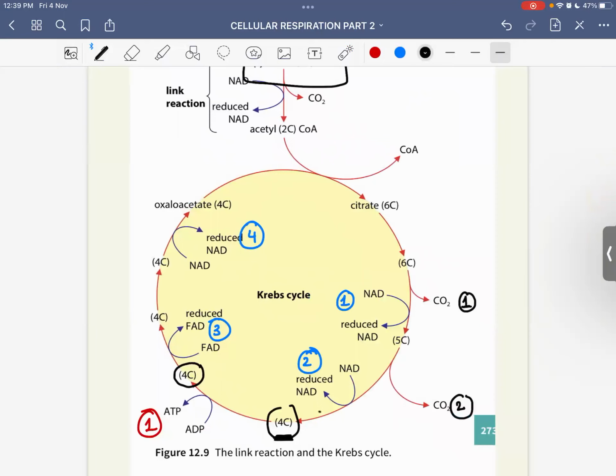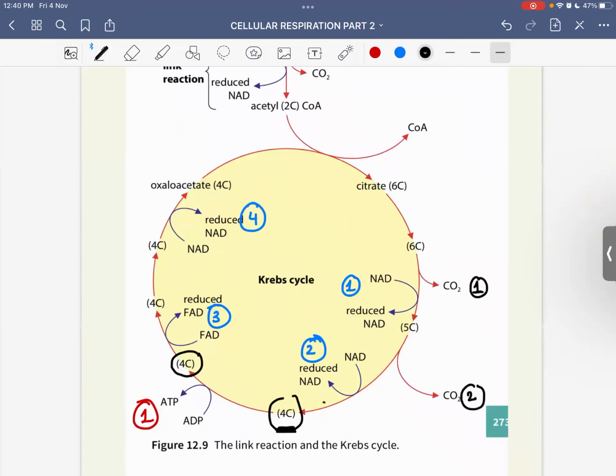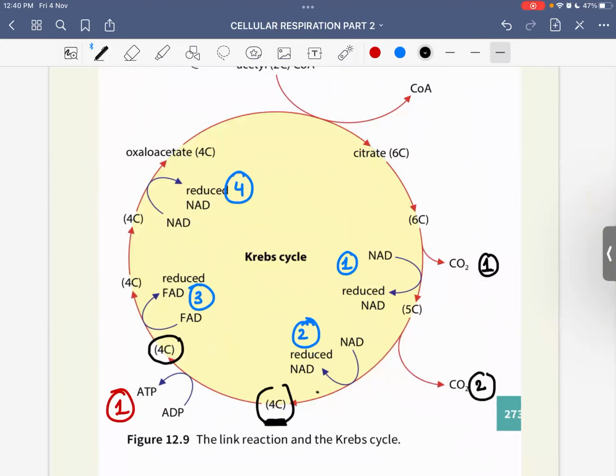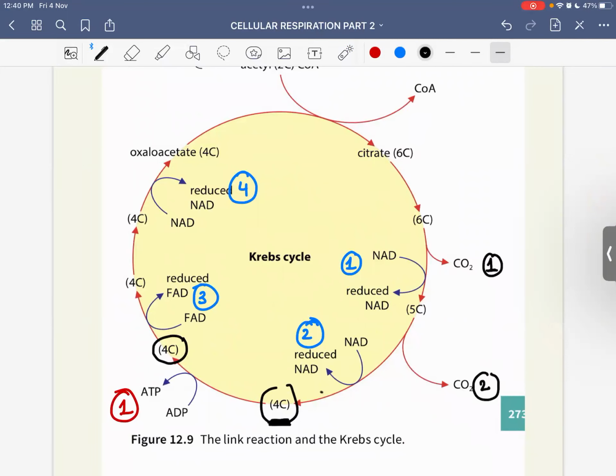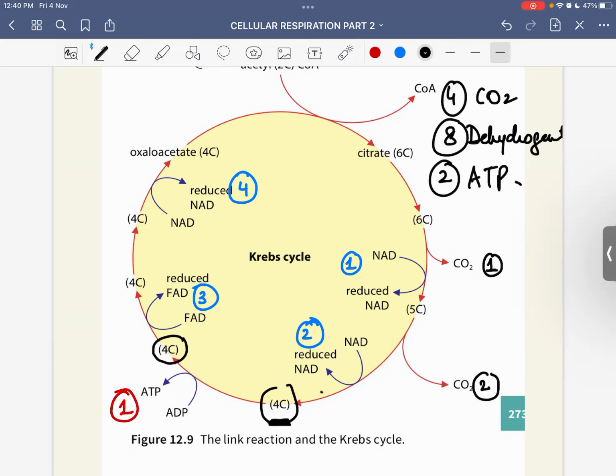अब उसको दिमाग में रख के बताओ, how many decarboxylations? 2. In total, दोनों cycles को मिला के बताओ. How many decarboxylations? 4. Okay, so 4 decarboxylations. How many dehydrogenations? 8. 8 dehydrogenations. How many ATPs produced? 4. No, sorry, 2. अच्छा, अब इस चीज को गौर से सुनो.